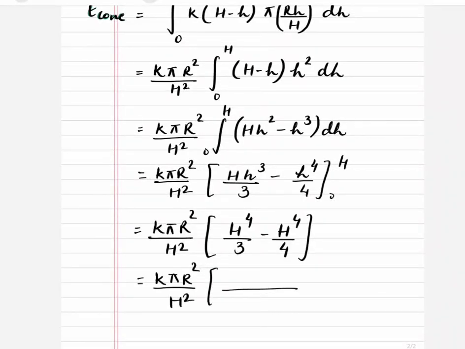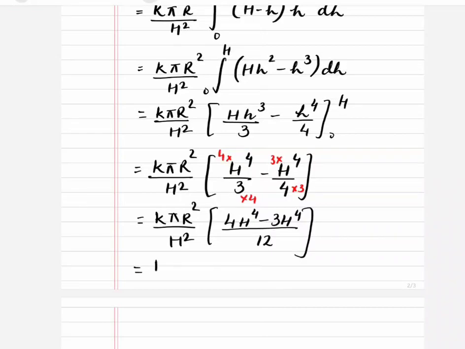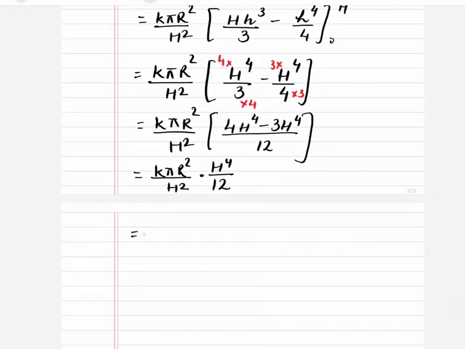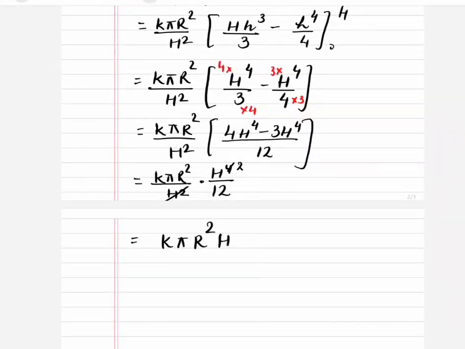When we solve the bracket, we multiply this with 4 and this with 3. So that will give me 4H to the power of 4 minus 3H to the power of 4 over 12. So it is equal to k pi R square over H square times (4 minus 3) H to the power of 4 over 12. Now if I simplify that, H to the power 2 and H to the power 4 can cancel. That will leave H to the power of 2, and 12 is fine. So k pi R square H square over 12 is E of cone.